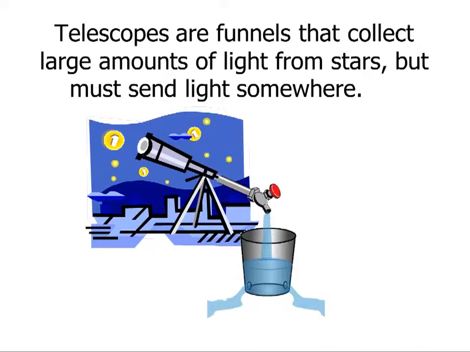So a telescope is just a collector of light. It's a funnel, and it'll collect a large amount of light, but it has to send the light somewhere. If you didn't have a camera at the end of your telescope, it would just pour out on the ground, and that'd be wasted, and who wants to waste photons from deep space?